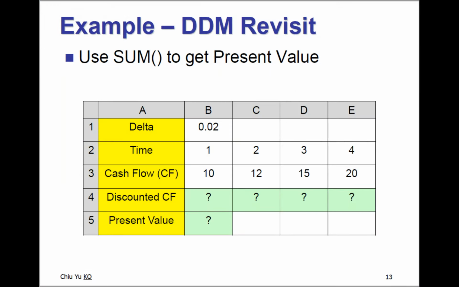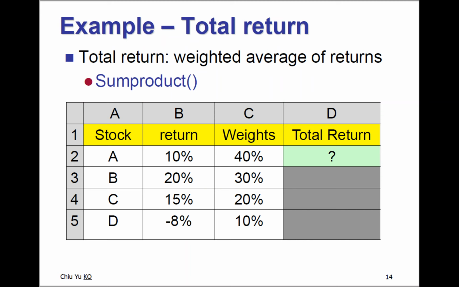Look at other functions, say SumProduct. Look at this, we want to calculate the return of a portfolio. Suppose there are 4 stocks A, B, C, D, and each stock's return is given by column B, and the portfolio weight is in column C, say 40% of the money invested in A, and so on for B, C and D. Then you want to calculate the total return.